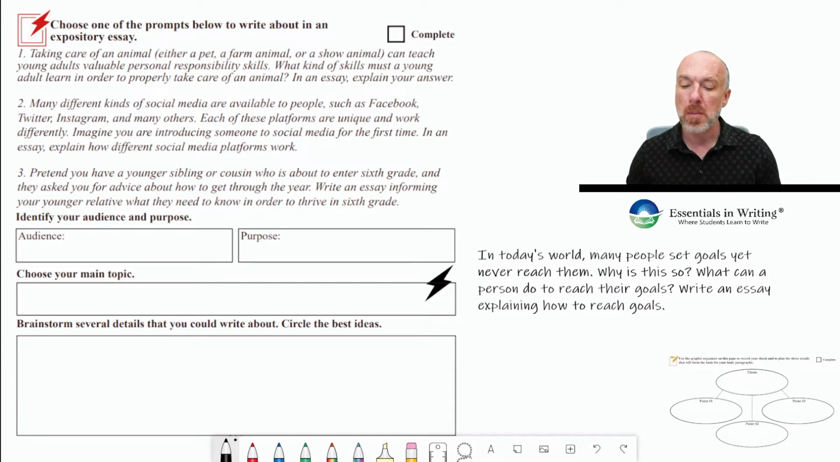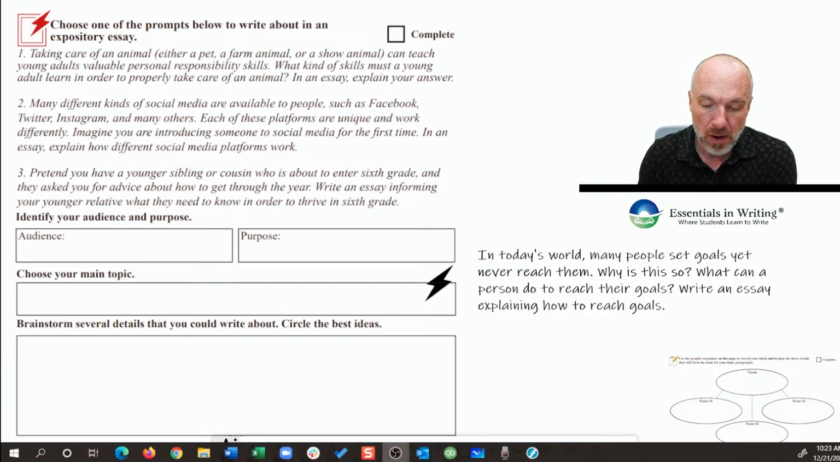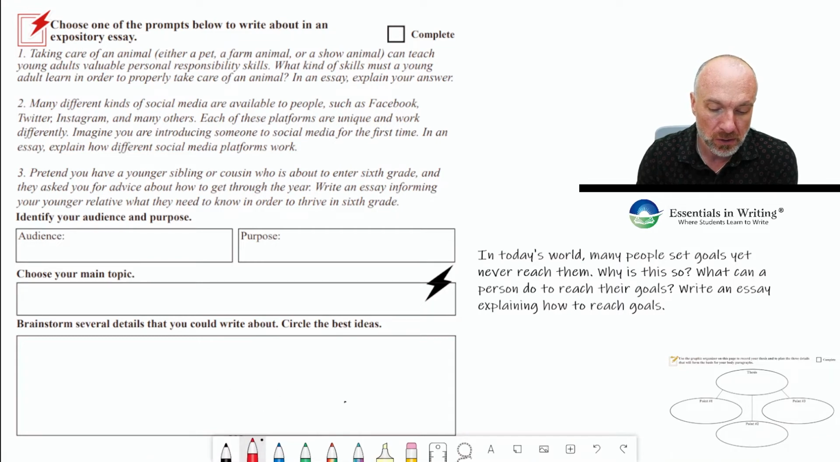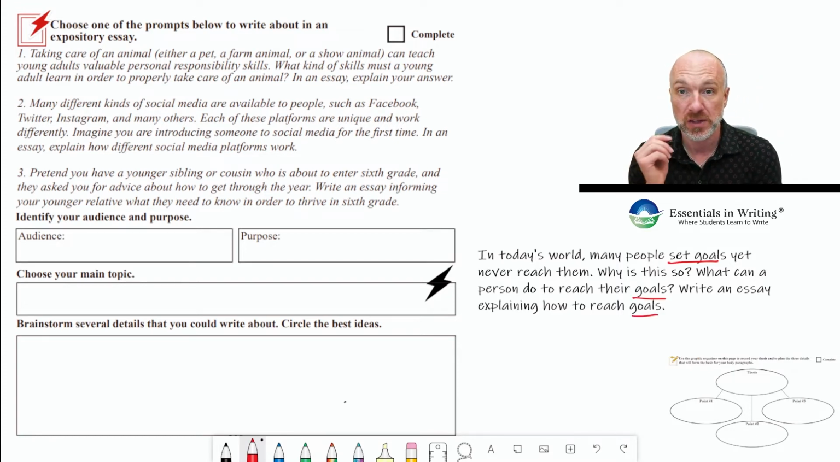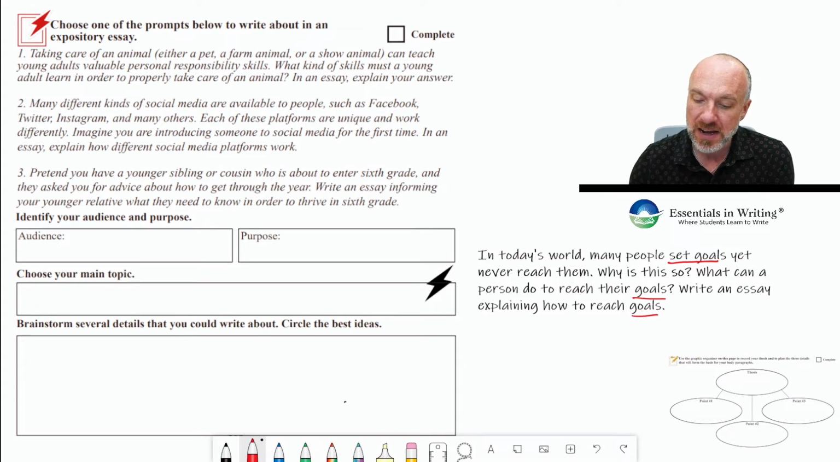In today's world, many people set goals, yet never reach them. Why is this so? What can a person do to reach their goals? Write an essay explaining how to reach goals. So the first thing we have to do is underline certain things in the prompt to be sure that we understand what it is that the prompt is asking us to do. So I see set goals. I see goals, I see goals. So this is all about goals, and I have to understand that. So write an essay explaining, and then this is what we want to do, how to reach goals.